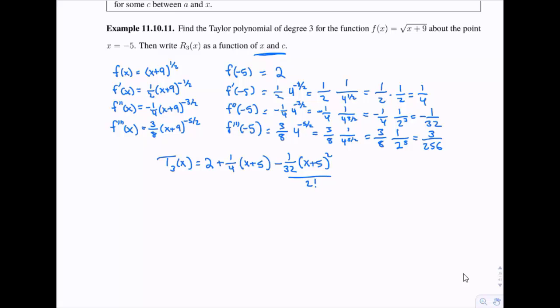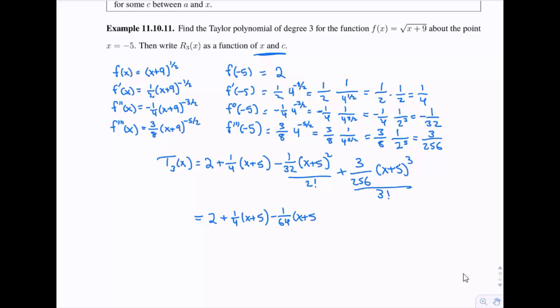And now we don't forget that we have to divide by 2 factorial, right? That's really how you calculate the coefficient. It's not just the second derivative evaluated at -5, but we also have divided by n factorial. So this one now needs to be divided by 3 factorial. It's a good way to make a small mistake and get some points off.